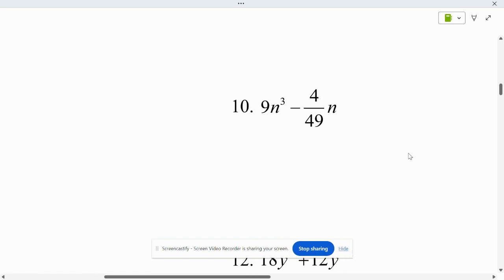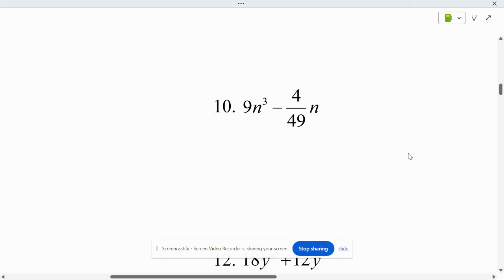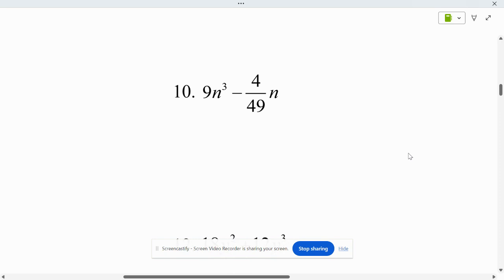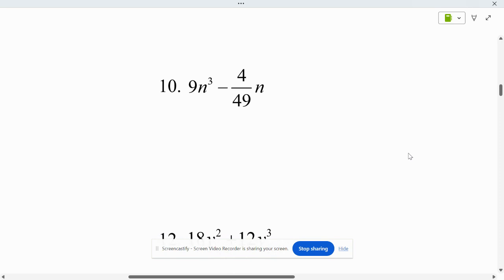Yeah, do we like fractions? No, we do not like fractions. So what do you think that we can do here? Don't be discouraged by the fraction. Think about the rule, or think about what you know.